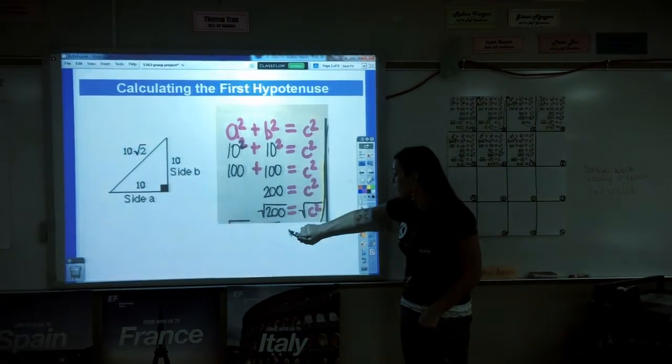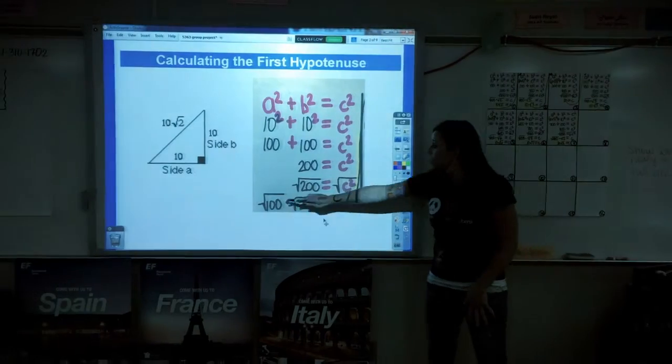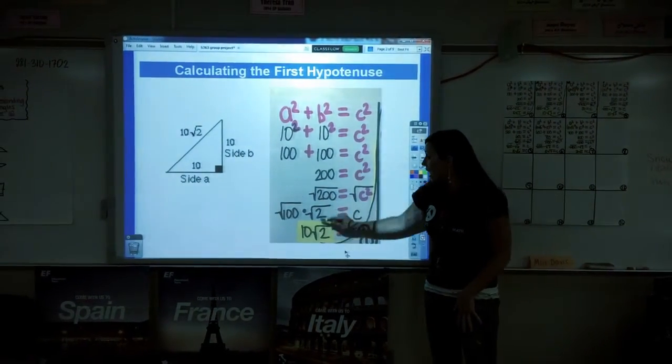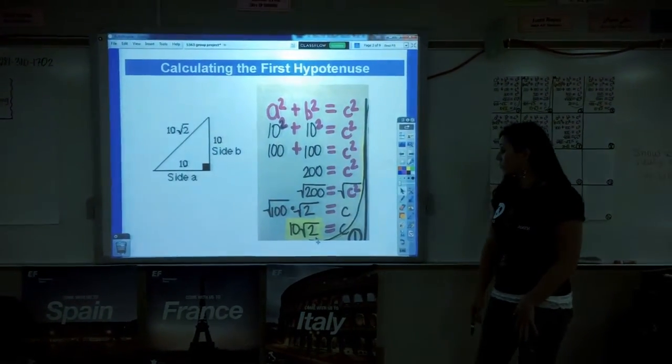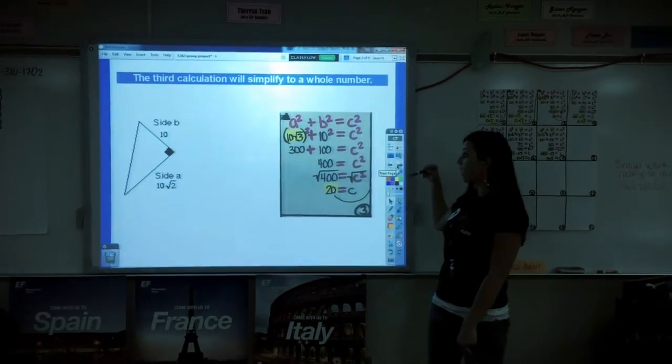You need to simplify that radical by breaking it up into the square root of 100 times the square root of 2. Square root of 100 is 10, and so we can write that as 10 square roots of 2. You'll follow that pattern through the rest of your calculations.